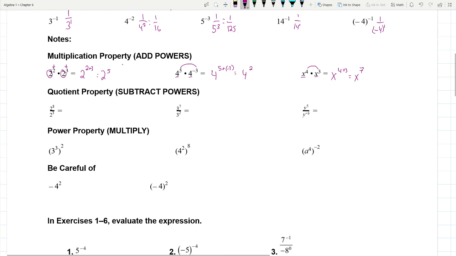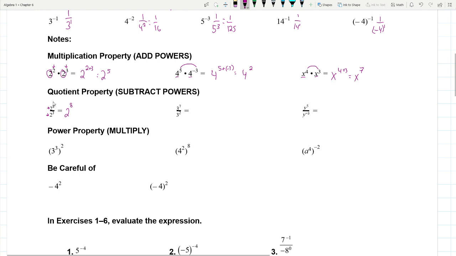Now, as you can probably guess, if we have addition, we must have some way of subtracting. And we do. If multiplication was addition, then division is going to be subtraction. The same basic rule applies: we need the same base in order for this to happen. I look at my first one and I have 2 as a base and 2 as a base. That means I can combine powers, so this is the same as 2 to the 8.